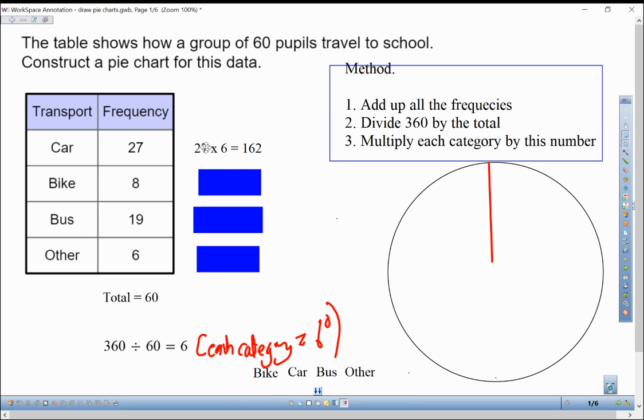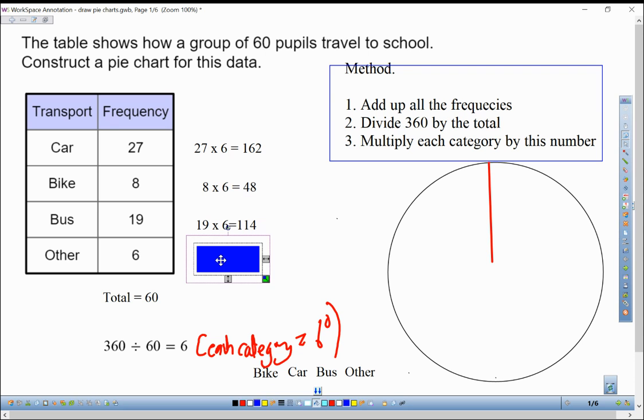27 times 6 gives you 162, 8 times 6 gives you 48, 19 times 6 gives you 114, and 6 times 6 gives you 36. We can always check these are right by adding them up, and they should come to 360 if we are correct. 6 and 4 is 10, 8 and 2 is 20, carry your 2. 3 and 2 is 5 and 1 is 6. 4 is 10 and 6 is 16, carry your 1. 1, 2, 3, 360. So we know we're right. We've worked out our categories.